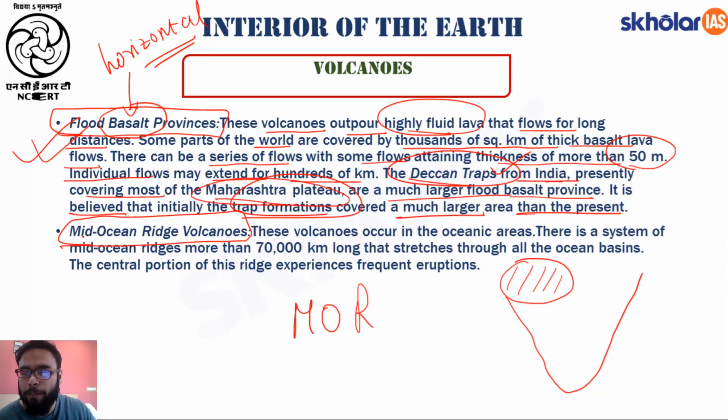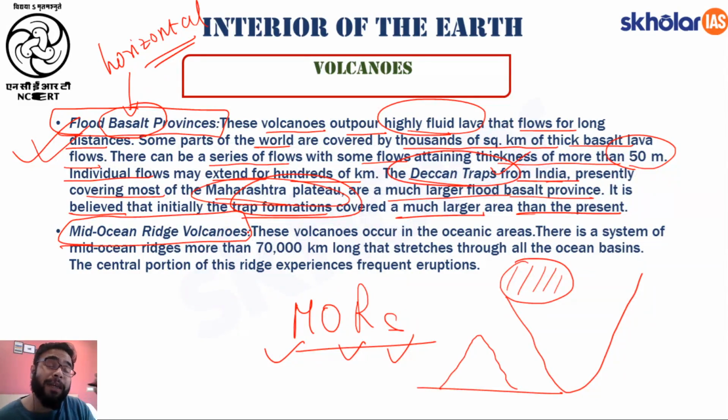MORs refers to mid-oceanic ridges. Ridges are nothing but a type of mountain. Fine. So, or we can call it a mountain-like structure. Fine. So, these volcanoes occur in the oceanic areas. Mid-oceanic ridges, meaning ridges or mountain-like structures which are found along the middle section of the ocean, right? So along the center of the ocean we find structures which we call mid-oceanic ridges.